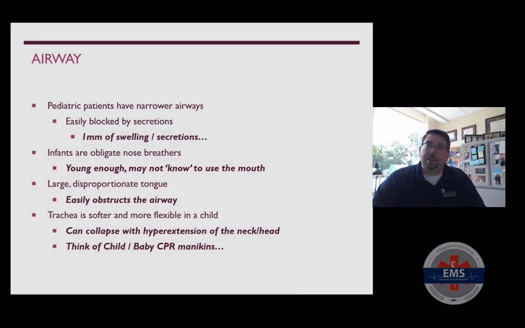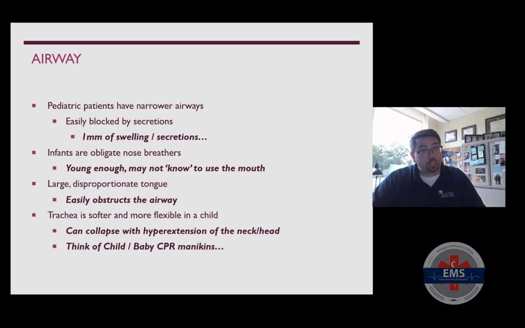With the airway, we know that patients are going to have a much narrower airway, which means they're more likely to get blocked by foreign bodies or even secretions, even swelling for that matter. We know that they're obligate nose breathers, so they're so young, they may not be able to know, oh, my nose is stuffed, breathe through my mouth. They're going to try to breathe through their nose. Any secretions, you've seen a sick kid, they get lots of nasty goobers in their nose. Makes it very difficult for them to breathe.